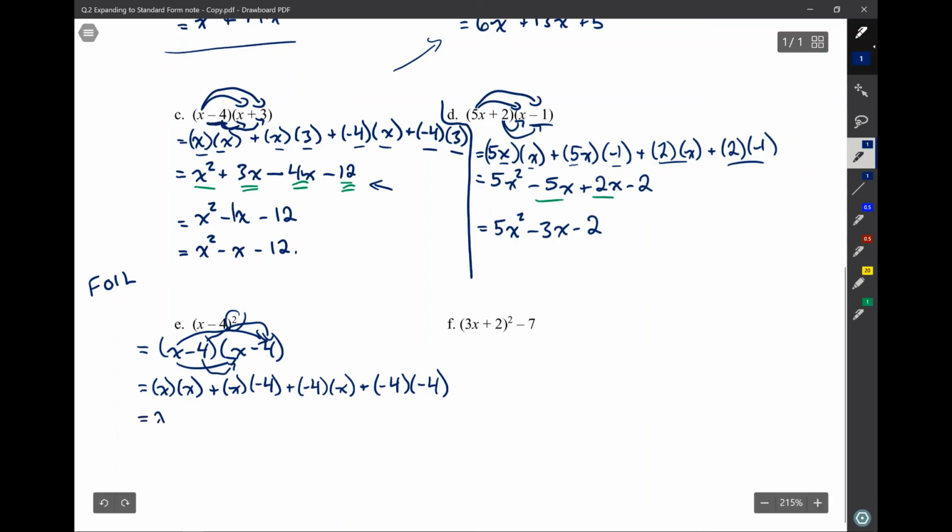X times x is x squared. And then I see I have a negative 4 times x, so that's going to be minus 4x. I have a negative 4 times x again, so minus 4x. And a negative 4 times negative 4, I know a negative times a negative is a positive, so plus 16. Again, I have my like terms in the middle here, so I can collect them, x squared, and then I have negative 4 x's minus 4 x's, which is negative 8 x's, plus 16.